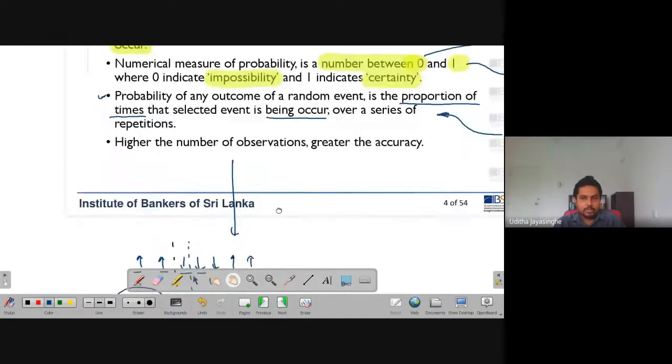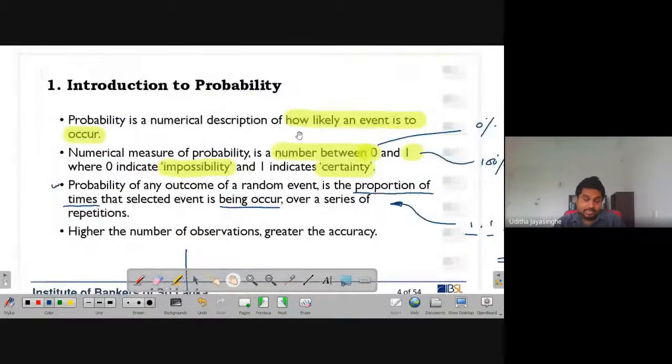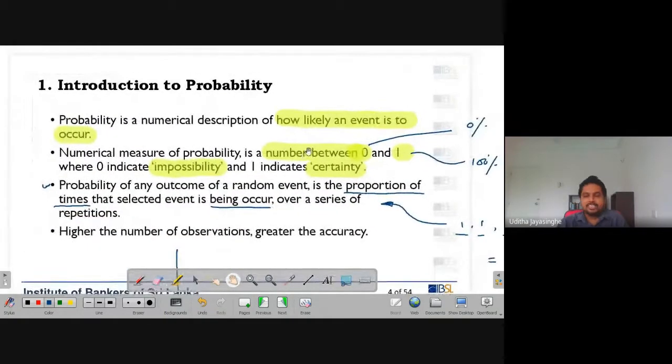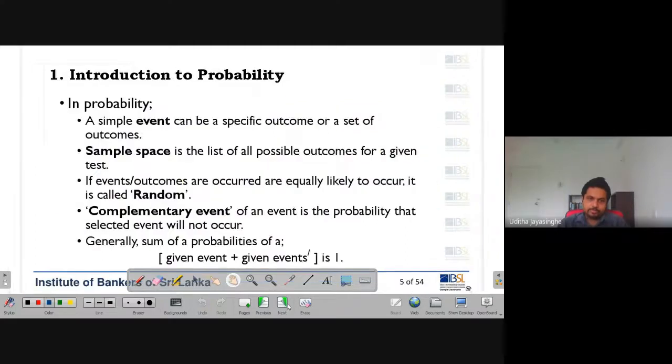So that's why, I think a couple of lessons ago, we discussed that misrepresentation of statistics part, if you could recall. Now this is a classic example. You should not depend on a smaller number of observations. Always, if it permits, you should go for the maximum number of observations in order to get a better result, better probability. Okay? Right. So in probability, now these are a few definitions, or rather I would say a few naming conventions.